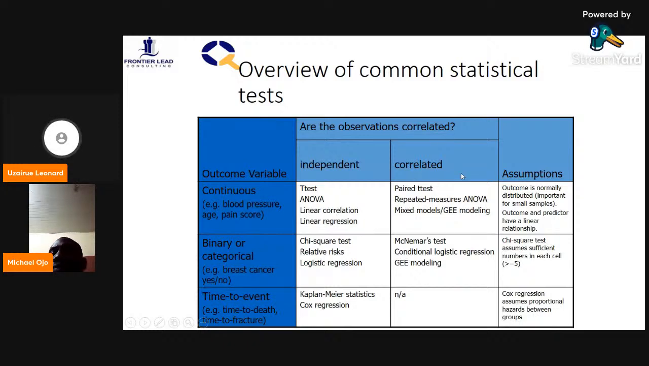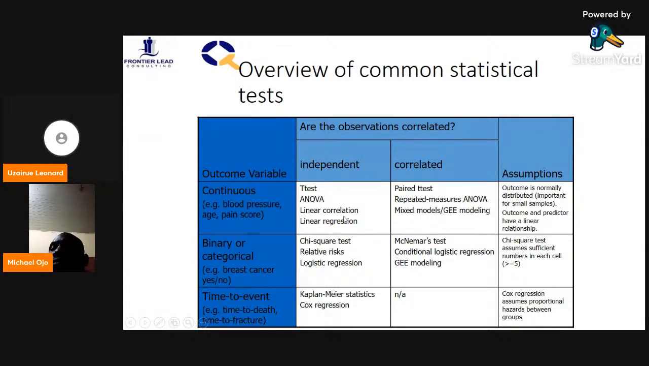But if they are correlated, then what you are going to be running is either a paired t-test, a repeated measures ANOVA, or a mixed model or GEE modeling. Then the assumption here is that the outcome is normally distributed. That's what I mentioned about assumptions. There are assumptions for you to run all these things that we are talking about. They have to be normally distributed. This is also important for small samples.